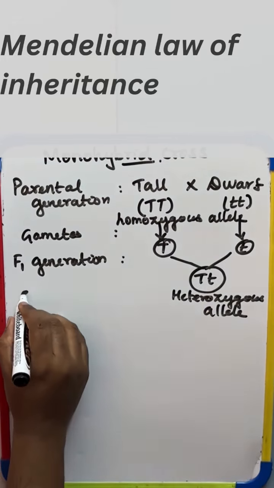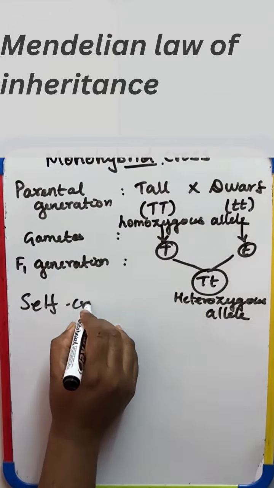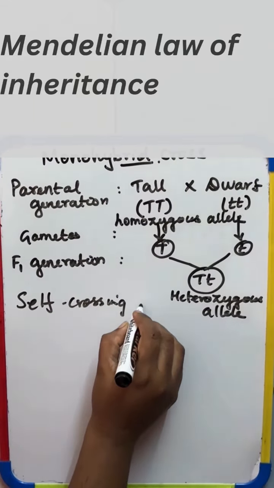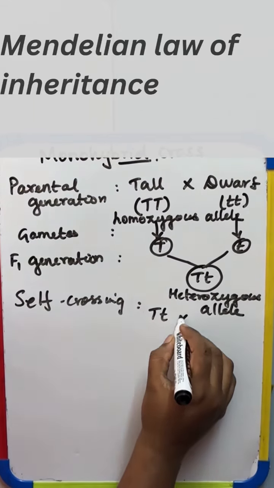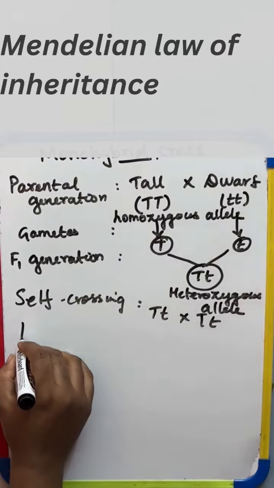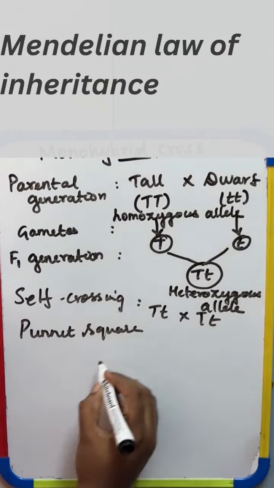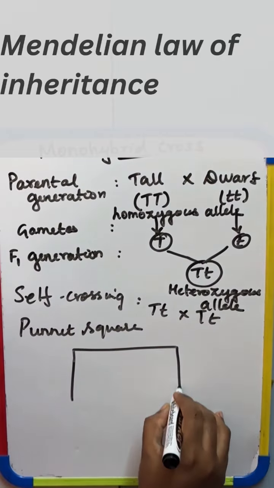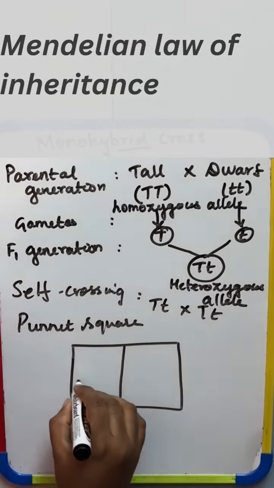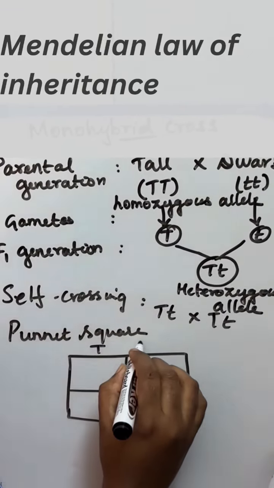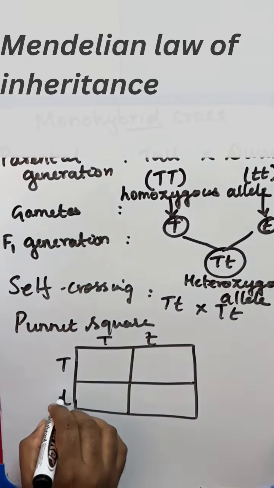To prove this, he made a self-cross of the F1 generation plants, a self-crossing of the tall plant. He proved this with the Punnett square. For this we have to draw the square, with capital T and small t at the top, and capital T and small t at the side.